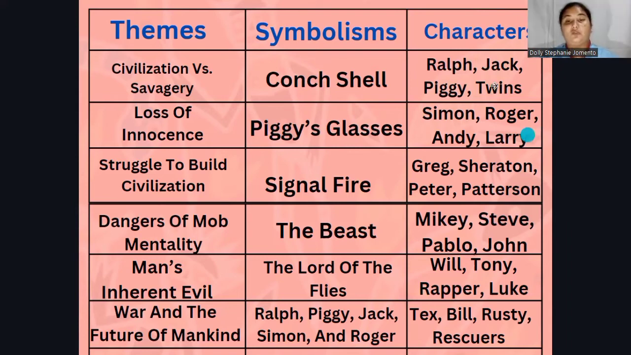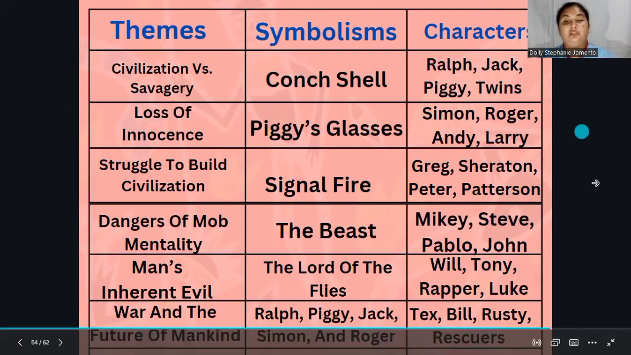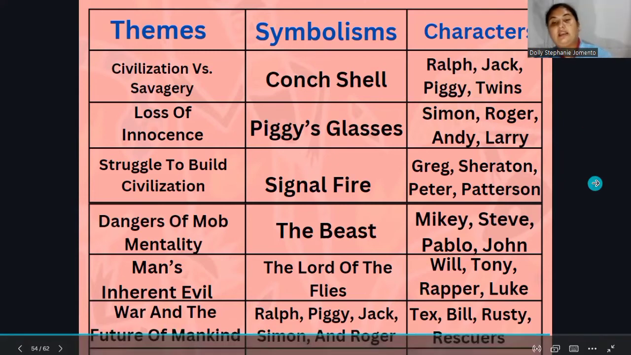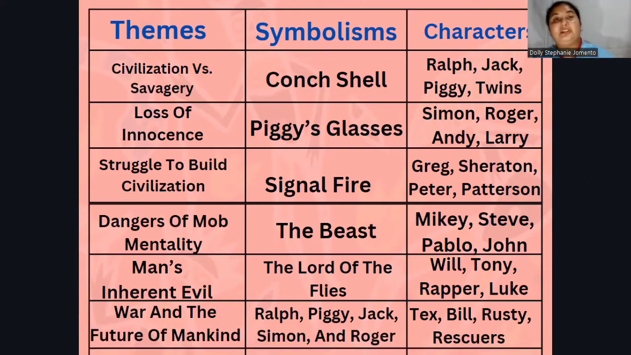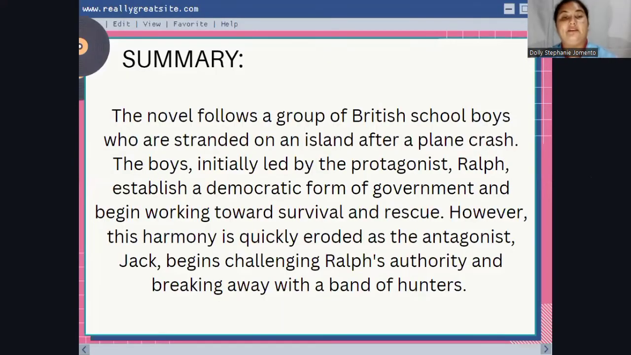So naa diri ang ato ang mga characters. So dili na nako ni sila binagsaon kay makita ra man po din ha. No need to explain naman po na. So next, we have the summary.